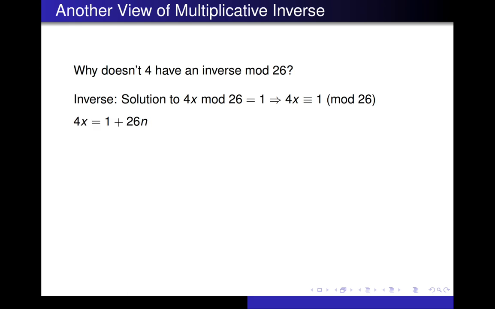And if you remember what that means, 4x could equal 1, or it could be off by any multiple of 26. There are 26 days in a week if we're mod 26, right? So that's n weeks, 26 days a week. Let's see what that implies.